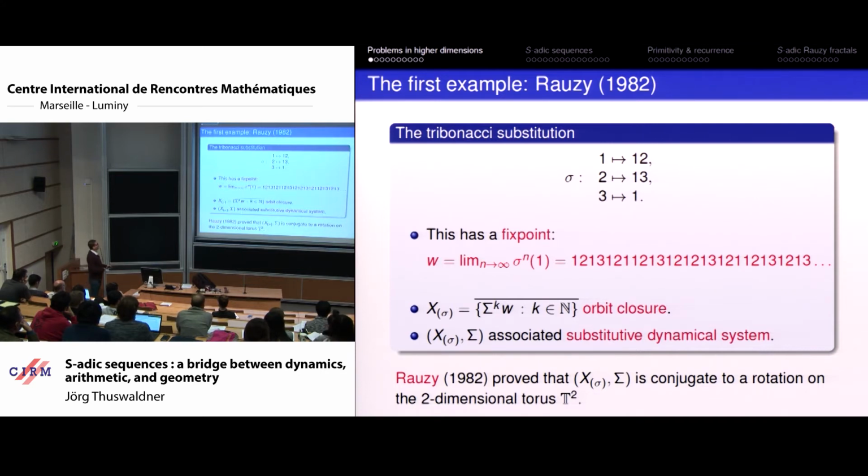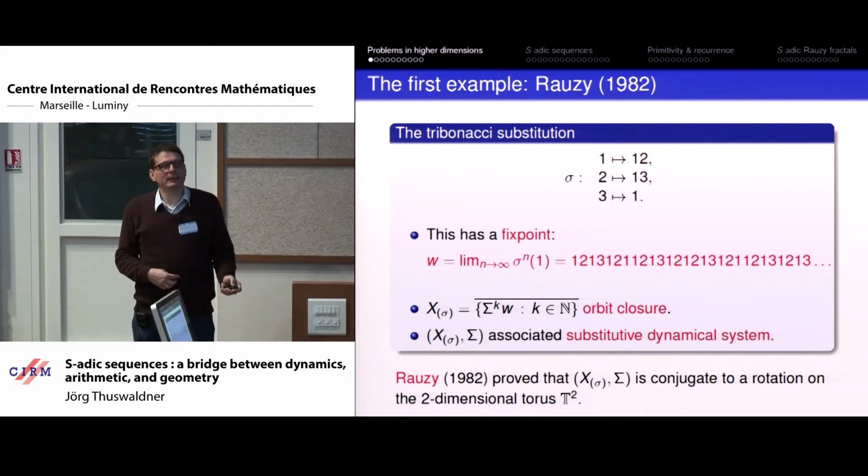Together with the shift, this forms a dynamical system, and this is often called a substitutive dynamical system, contrary to the S-adic dynamical systems, which are more general because you can deal with sequences of substitutions. So here you always have the same substitution as we had yesterday in my example with the Fibonacci-like substitution. So we look at this dynamical system, and the interesting thing is that Rosi in 1982 was able to prove that this dynamical system is conjugate to a rotation on the 2-dimensional torus.